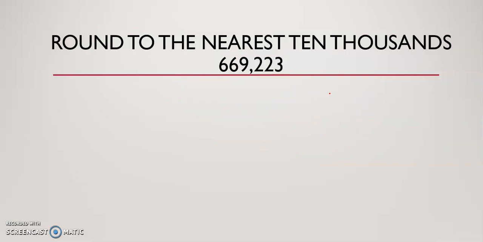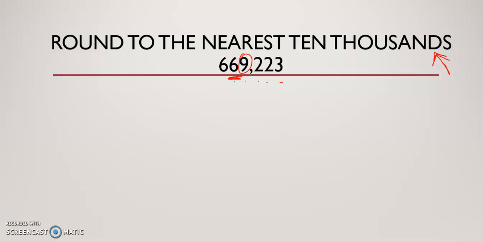Next, round to the nearest 10,000s. My question tells me what digit to go find. Start with what you know. Ones, tens, hundreds, thousands, 10,000s. So I stop here. 10,000s. This 6 is my target. Find the digit to the right.